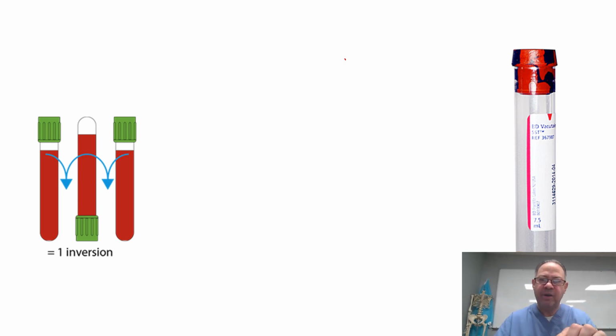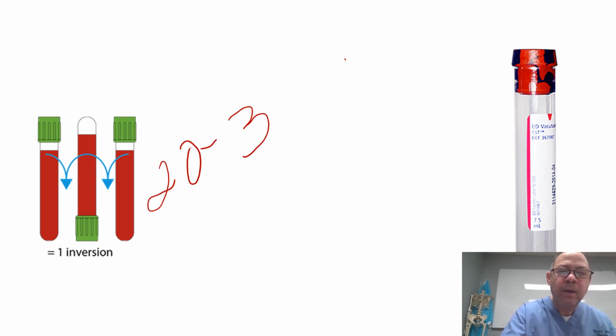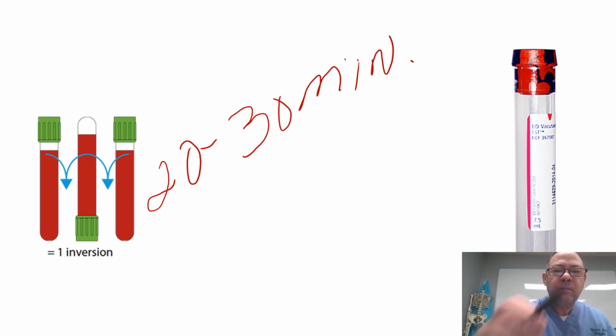Este clot activator, este activador de coágulo, lo que ayuda es a que los pasos de coagulación, la cascada, se vayan uno a uno pasando en la forma como tiene que pasar bajo circunstancias normales. And this takes between 20 to 30 minutes. Y esto toma normalmente entre 20 a 30 minutos para que esto ocurra. Por eso, cuando uno saca sangre en ese tubo, uno tiene que esperar entre 20 a 30 minutos antes de centrifugar.